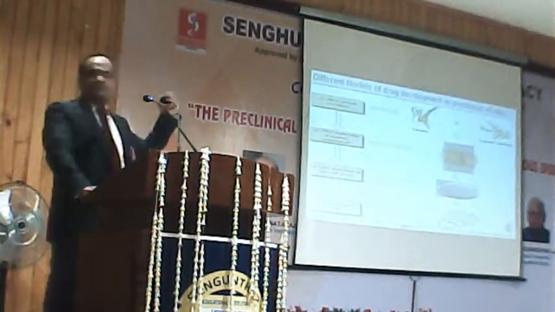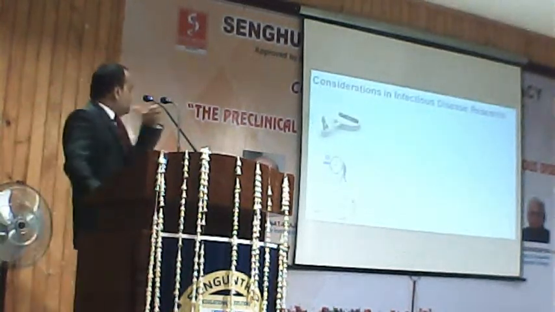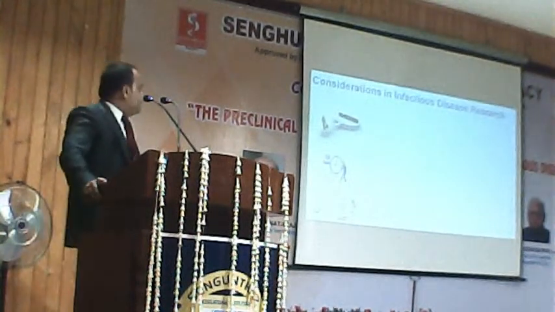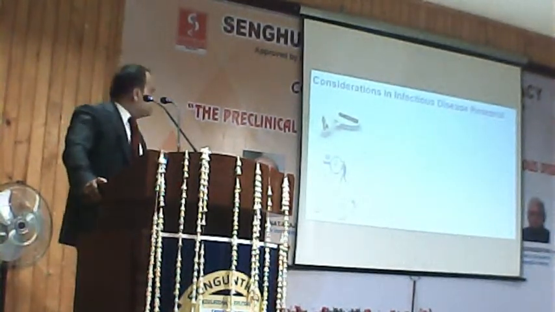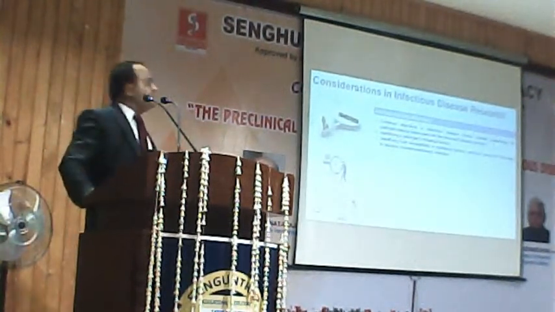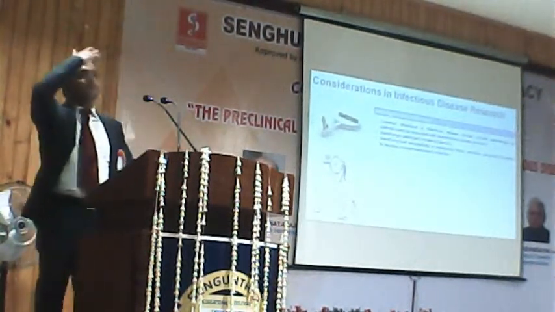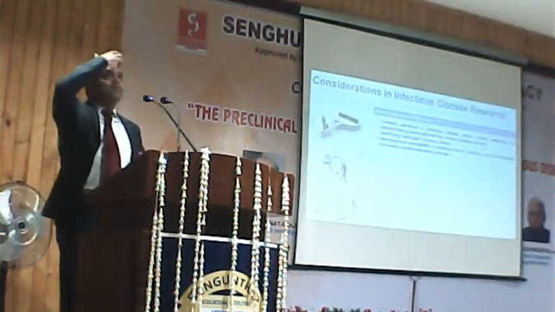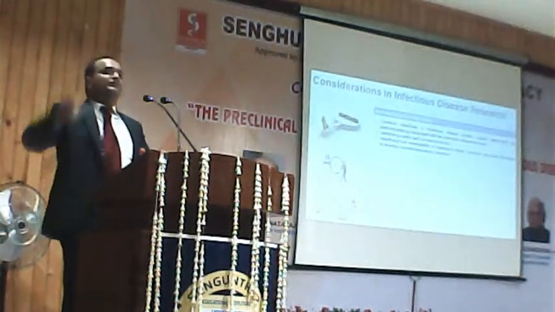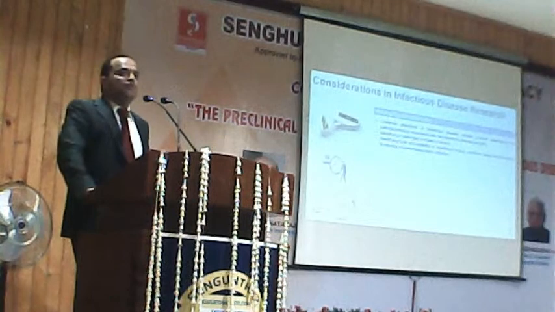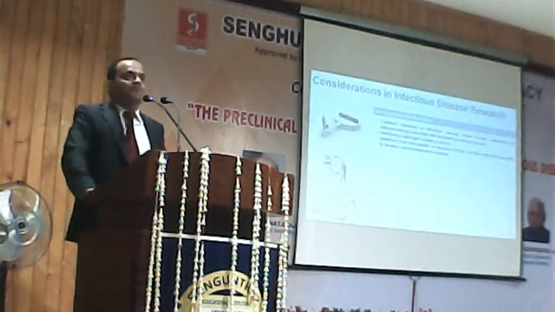We'll see the considerations one by one. In considering infectious diseases, the first thing is your objectives. Defining the research objectives is very important. Why are you doing this research? What is the purpose of your research? Based on that, you have to select the animal models.